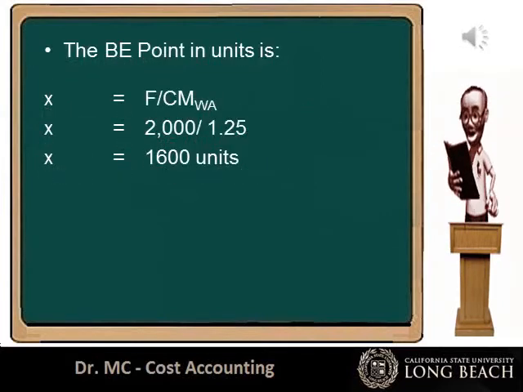Next, we plug our weighted average contribution margin per unit into Formula A. Using that formula, we divide fixed costs of $2,000 by the weighted average contribution margin per unit of $1.25, which results in 1,600 units. So, we know that we must produce and sell 1,600 pieces of fruit in order to break even.